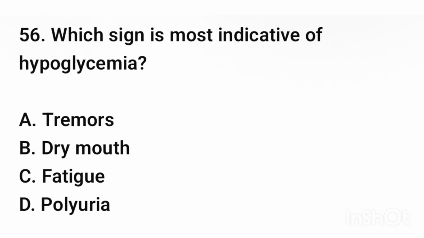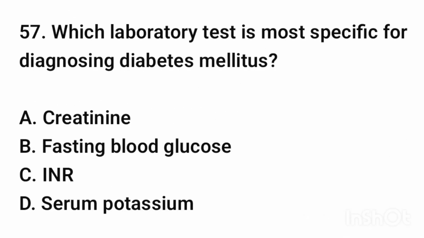Question number 56. Which sign is most indicative of hypoglycemia? The correct answer is option A, tremors. Question number 57. Which laboratory test is most specific for diagnosing diabetes mellitus? The correct answer is option B, fasting blood glucose.